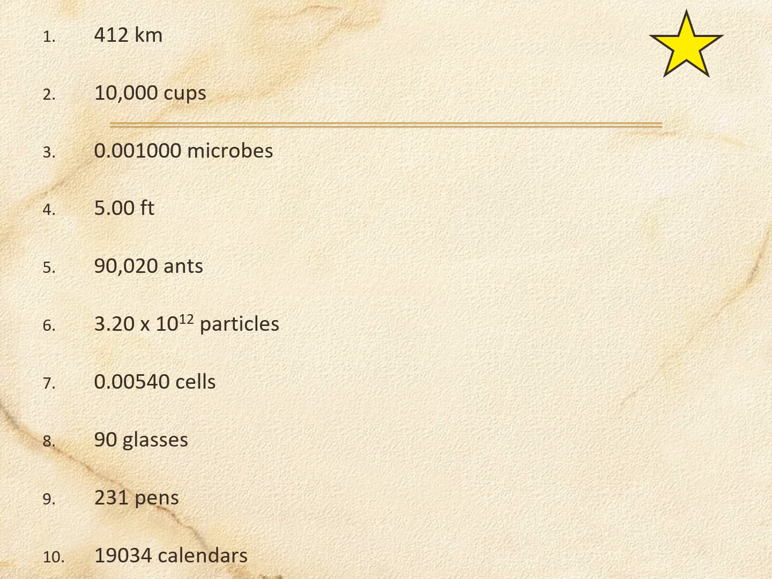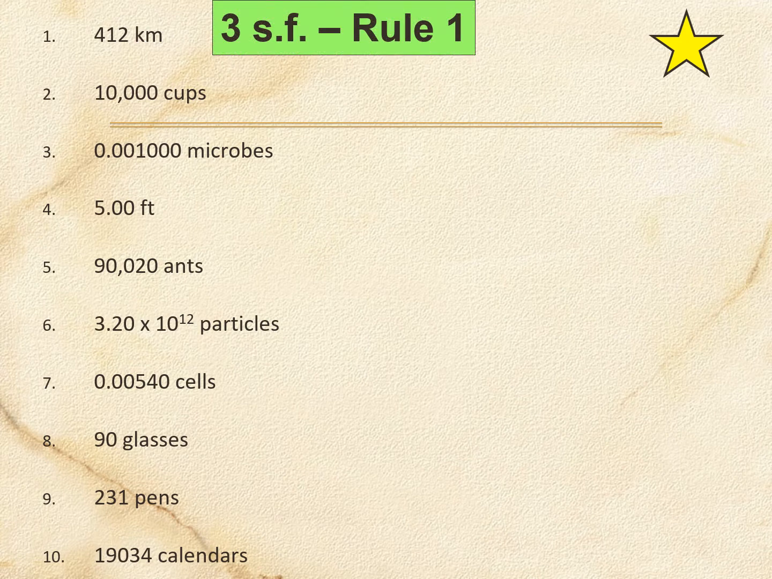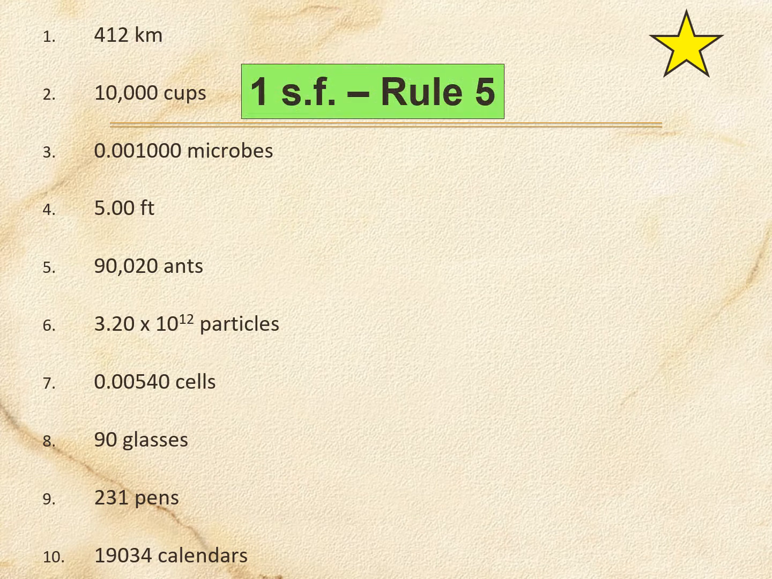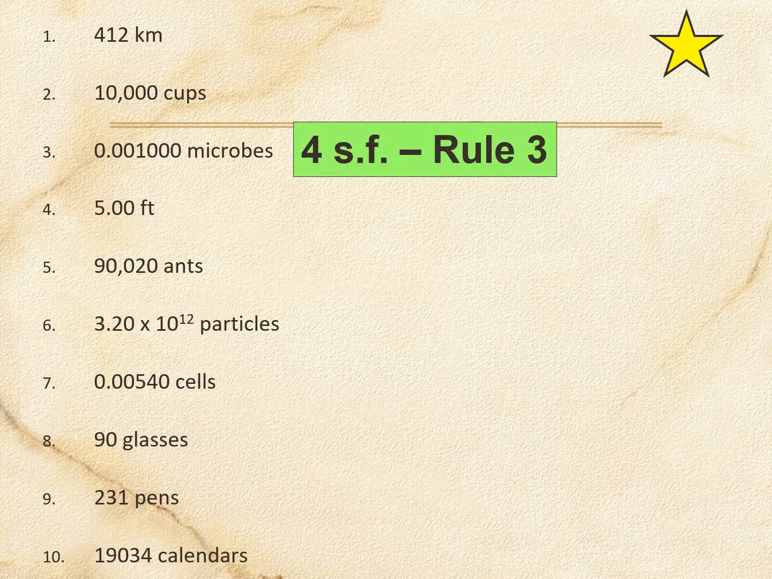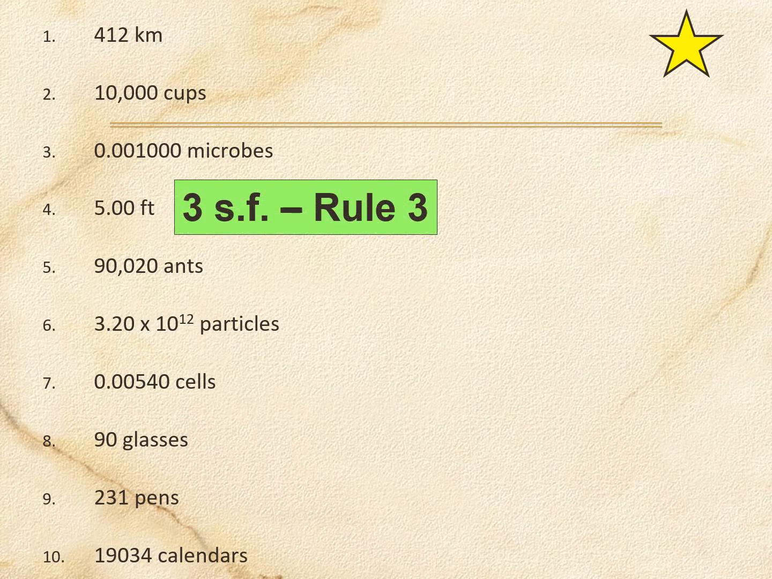Again, pause, think about your answers, and see if you get them right. 3 sig figs, rule 1. Number 2, 1 sig fig, rule number 5. Number 3, 4 sig figs, rule number 3. Number 4, 3 sig figs, rule number 3.